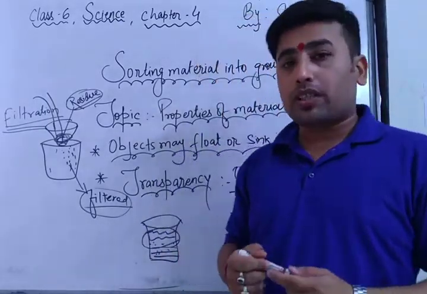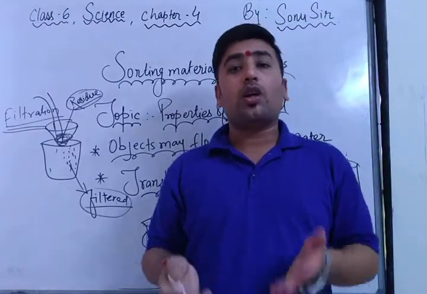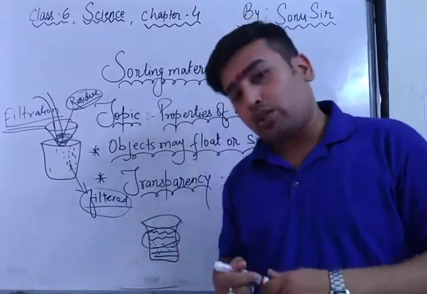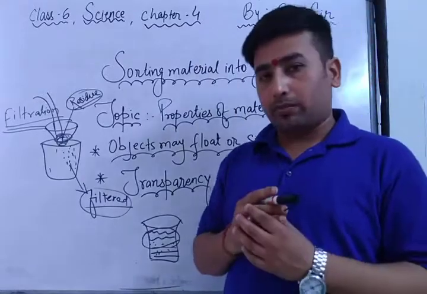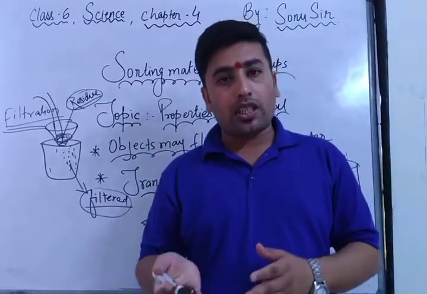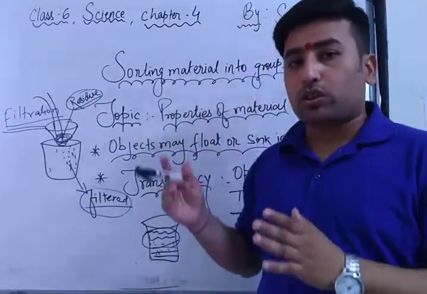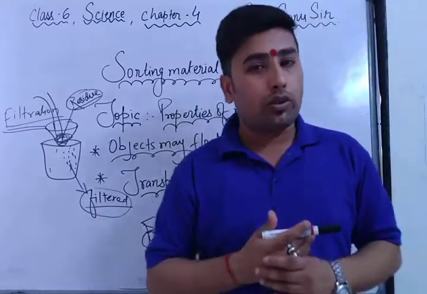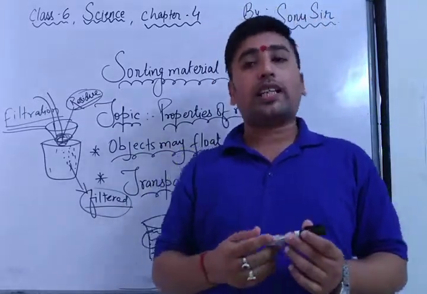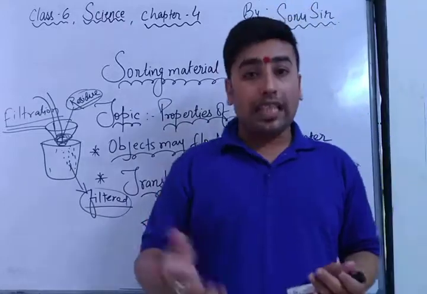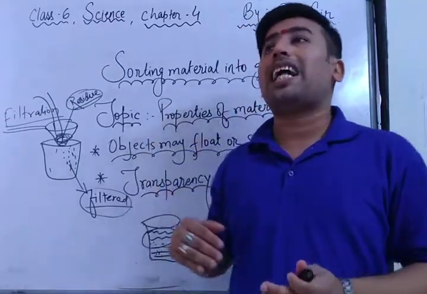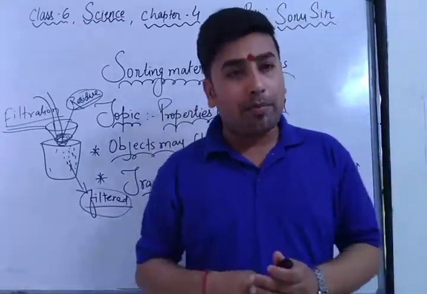What is an opaque object? A material or an object which does not allow light to pass through it is called an opaque object. For example, wall, table, chair, which do not allow light to pass. Thousands of examples are there.